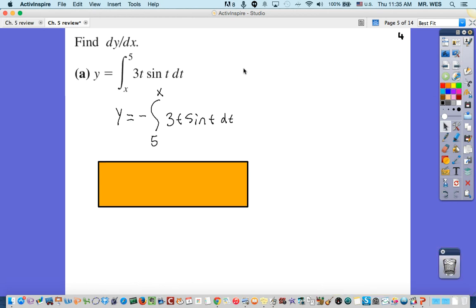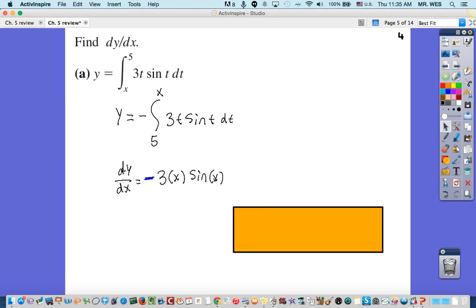Okay, moving along. When we want to find dy dx, we're really just taking this part here, because we have y is the integral of this. So the derivative of y is going to be without the integral. The only problem here is that we have x to 5, and we need 5 to x. We need the variable to be on the top. So when you switch these two, it becomes negative. And then we're going to put in x for the t. So we end up getting dy dx equals negative, because of this negative here, 3x sine x. Just this, I'll put an x in for t.